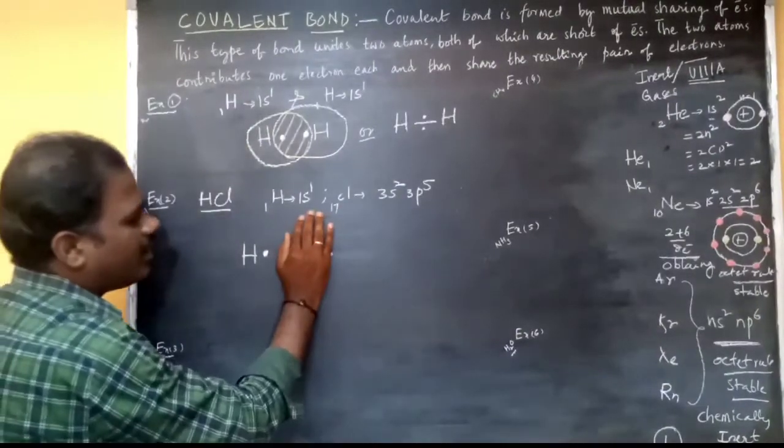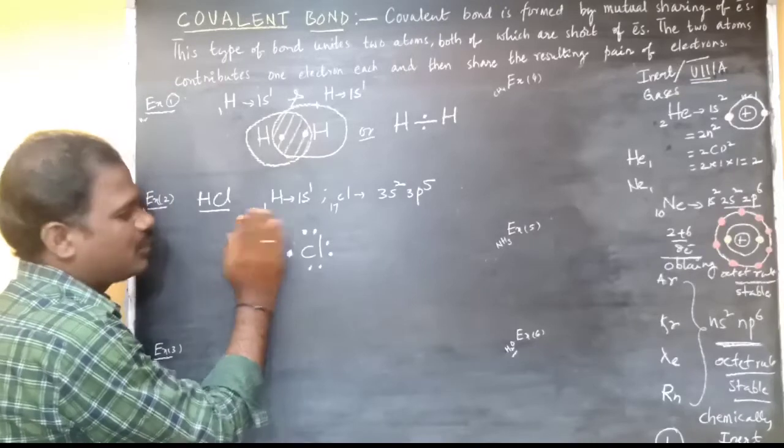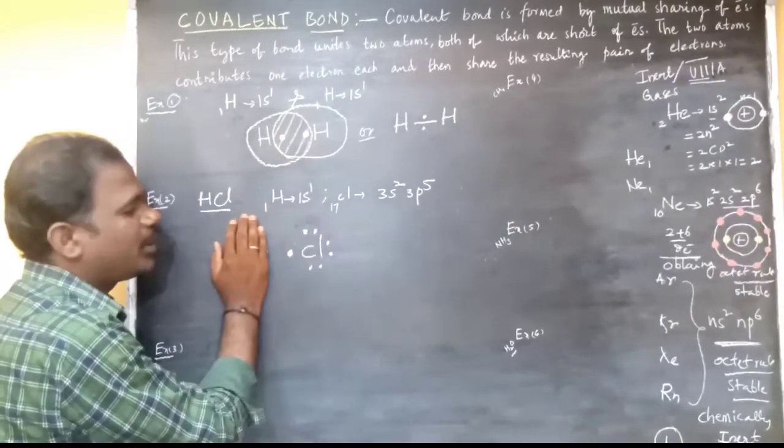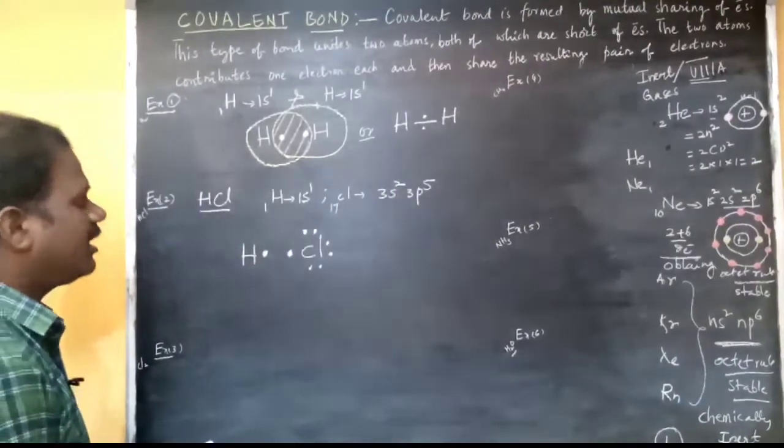So individually, what does hydrogen contain? Only one electron. Chlorine has 7 electrons. So hydrogen needs one electron, and chlorine also needs one electron. So that's why sharing of electrons takes place in this manner.